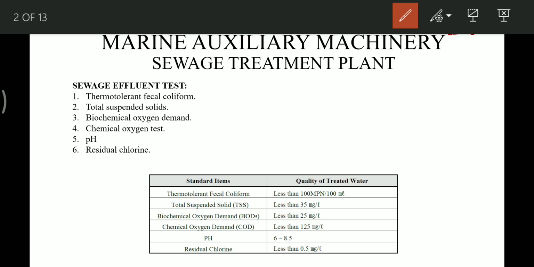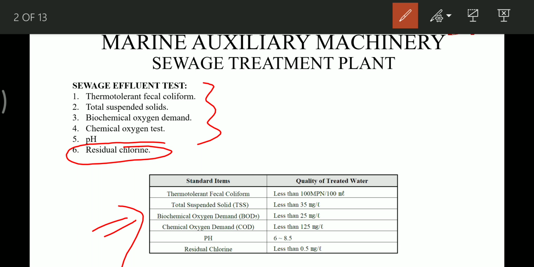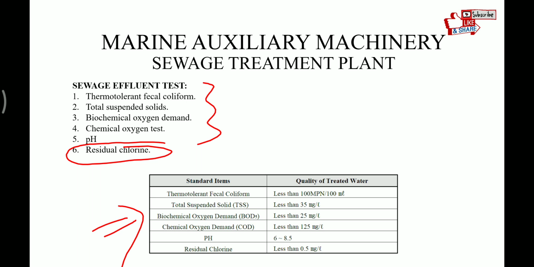So on board we basically carry out just one test, but the tests which are required by the IMO are these: the thermotolerant fecal coliform test, then the total suspended solids, then the biological oxygen demand, then chemical oxygen demand, and pH. We'll see these tests in detail, and I have provided this table. This table basically provides the limit for each test. So now let's begin with the tests one by one.